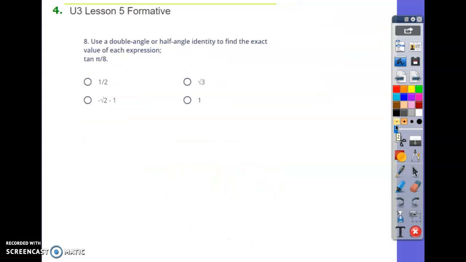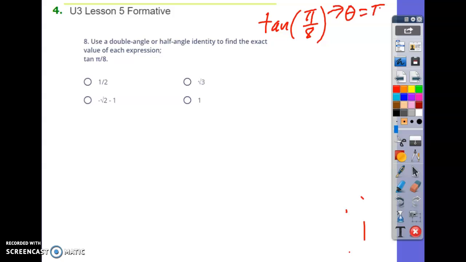Using the double angle or half identity, find the exact value expression. Okay, so tangent of pi/8. So I'm going to go ahead and use half because tangent of pi/8 is super small. So okay, that means that theta would then be pi/4. Okay, so using the formula, and I'm just going to pick one of them. We've got 3 options, but I'm going to write the tangent of pi/8 equals sine of theta, which theta is now pi/4, because this is a half formula.